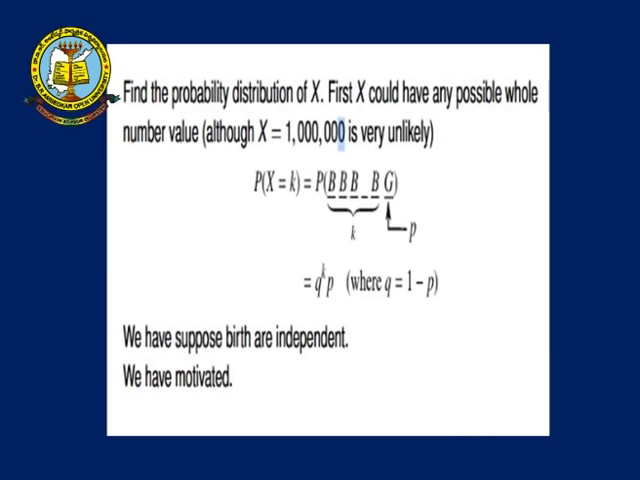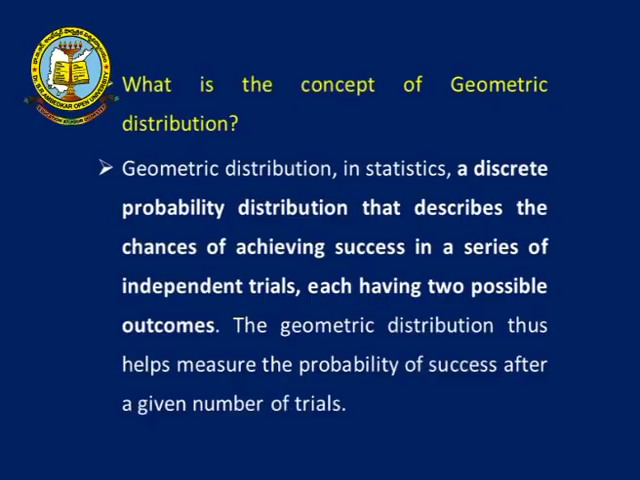We suppose the births are independent, as we have motivated. What is the concept of the geometric distribution? The geometric distribution in statistics is a discrete probability distribution. A continuous distribution means the values are continuous. The discrete probability distribution describes the chances of achieving success in a series of independent trials, each having two possible outcomes, that is head and tail. The geometric distribution thus helps measure the probability of success after a given number of trials.